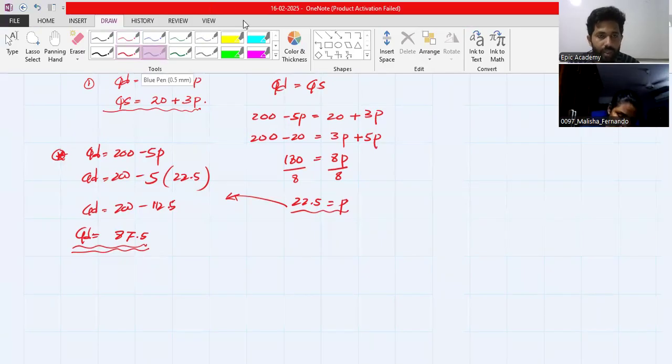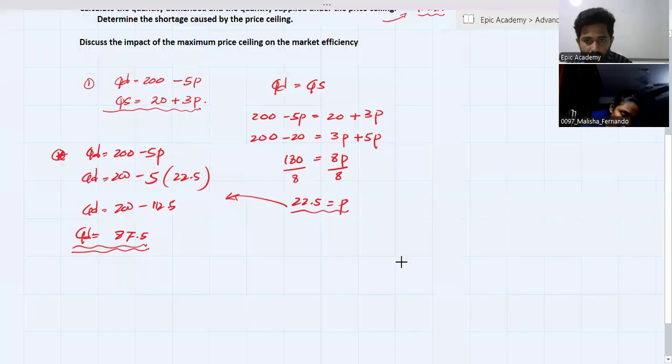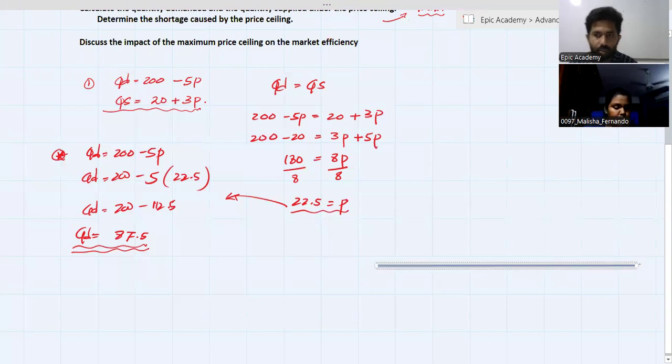Take the horizontal axis for Q and the vertical axis for the price.